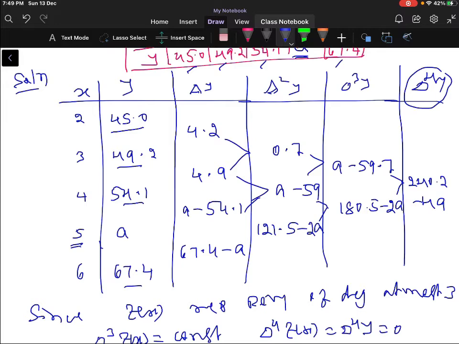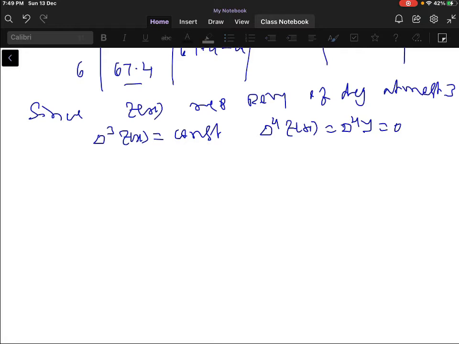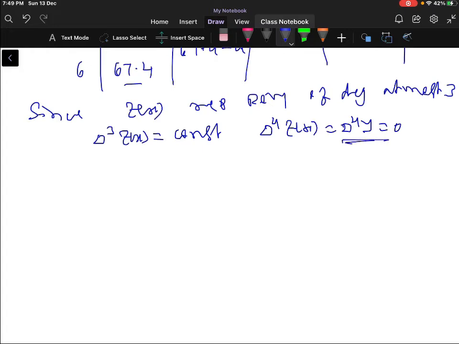So delta^4 y is 240.2 minus 4a, that is equal to 0. Since 4 points of y are given, f of x may be a polynomial of degree at most 3. Therefore delta^4 y is always 0. So this implies, from the table, delta^4 y is equal to 240.2 minus 4a. Anyway, delta^4 y is 0.